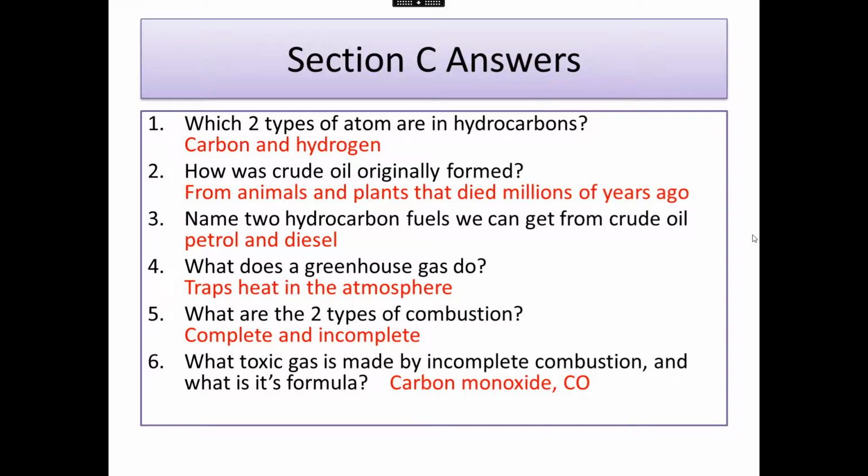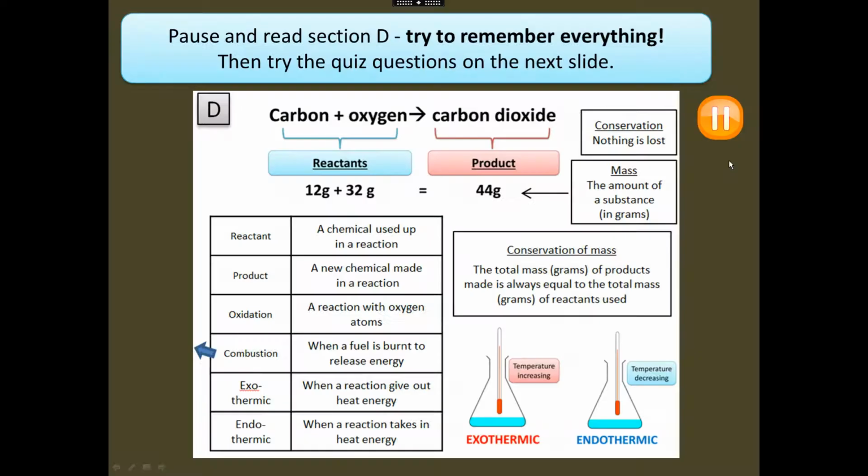You can always come back and do this quiz again. The Knowledge Organiser is going to appear later in the video. You can make up your own quiz questions. You can get somebody at home to quiz you on it. But right now, I'm going to move the video along to section D. Here we go. Once again, pause the video, read it all, try and remember.